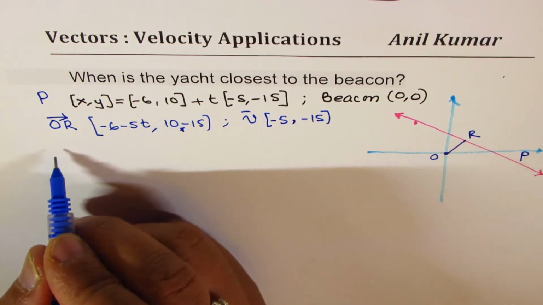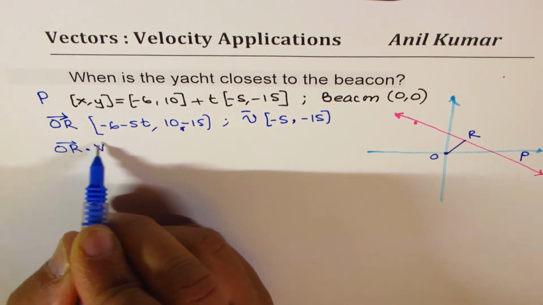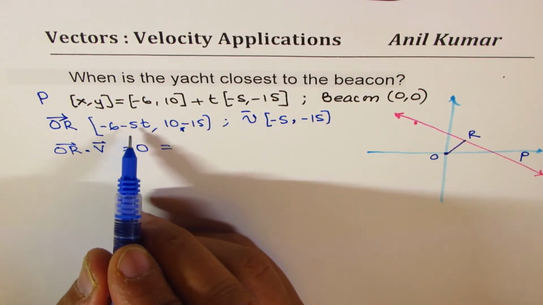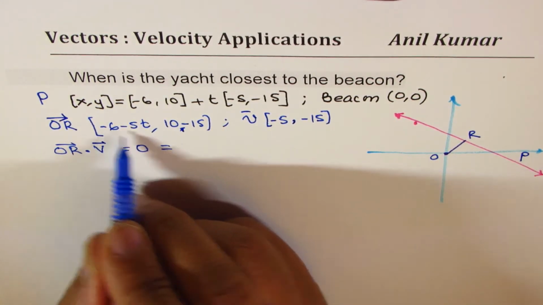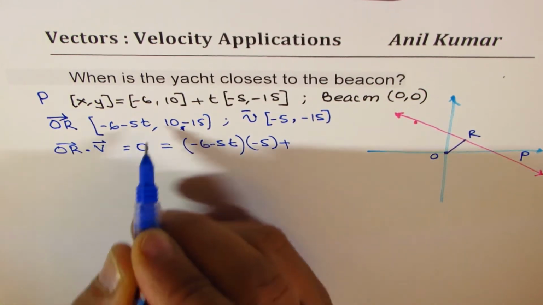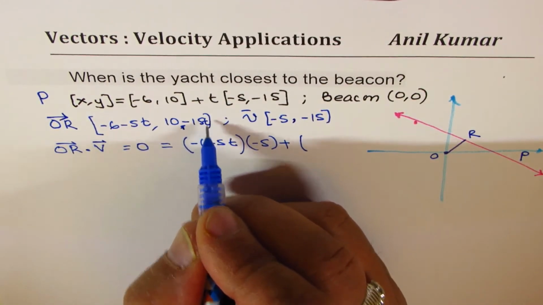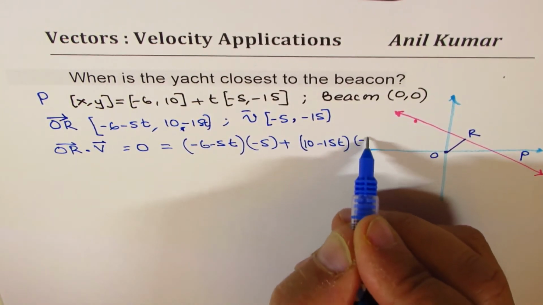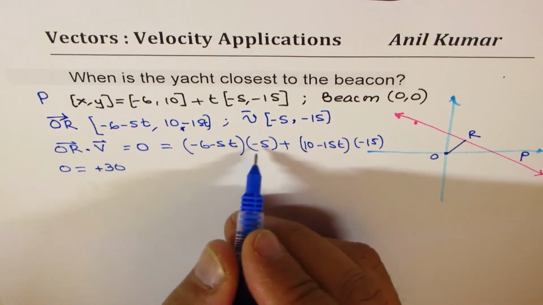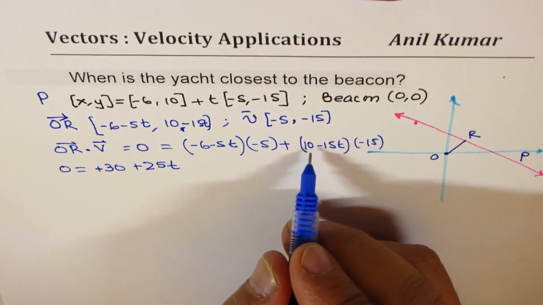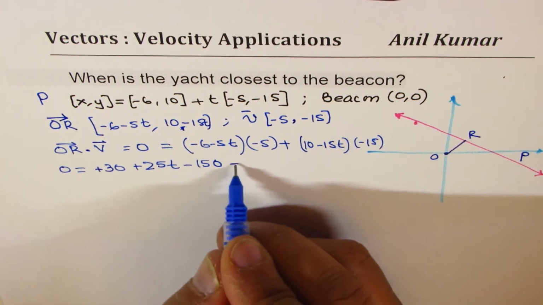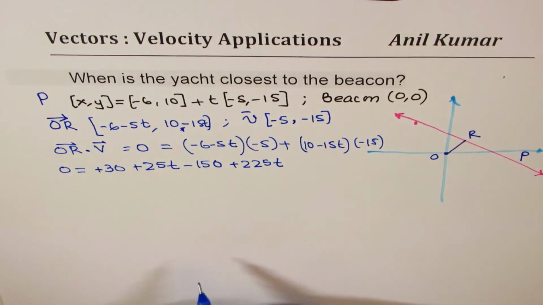Okay? So we should have OR dot velocity equal to 0. Now OR dot velocity is what? Let's do the dot product of these two. We have (-6 - 5t) times -5, plus (10 - 15t) times -15, correct? So that gives us 0 equals, let's multiply, minus minus becomes plus 30, plus 25t. 10 times -15 is -150, and the 15t term gives 225t. That should be equal to 0.